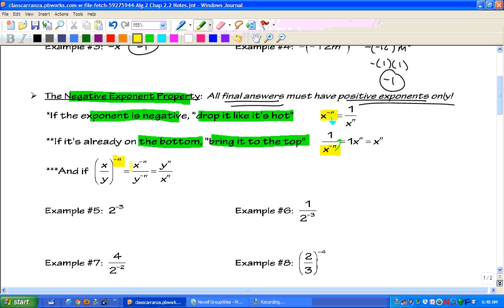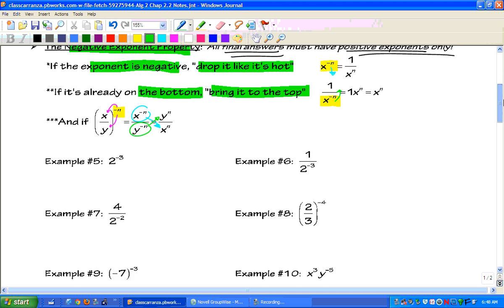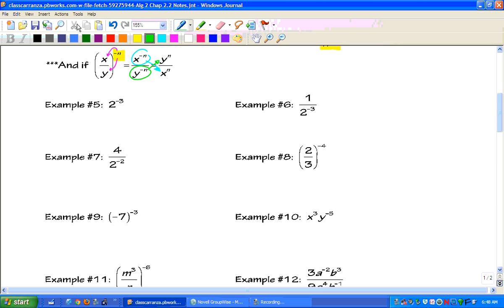And if your exponent's outside like this, you have to distribute your exponent to everything. And now if the exponent's negative, drop it like it's hot. If it's already on the bottom, you bring it up to the top. Let's go through some examples. Example number 5.